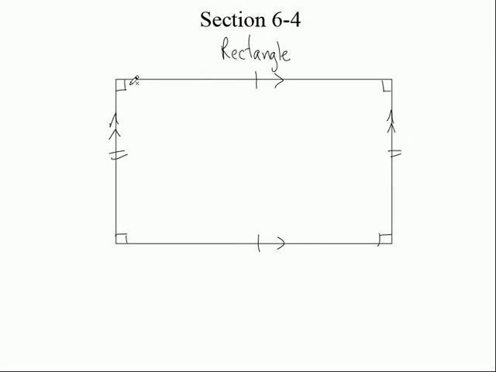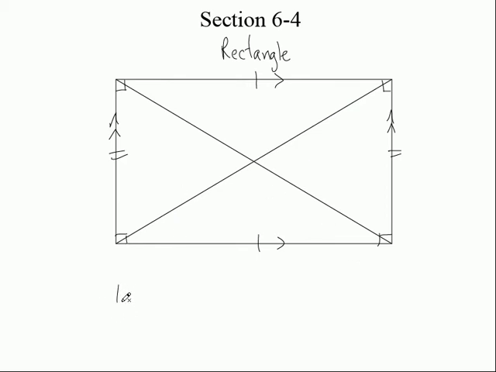The opposite angles are equal. The consecutive angles are supplementary. And what's true about the diagonals? They bisect each other, right? Because it's a parallelogram, they bisect each other. Now, let's list the two things that are special about a rectangle. All the angles are right angles. Okay, so that's one thing that we know about a rectangle.